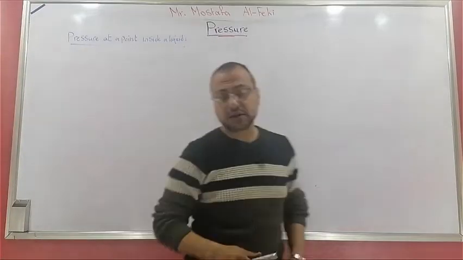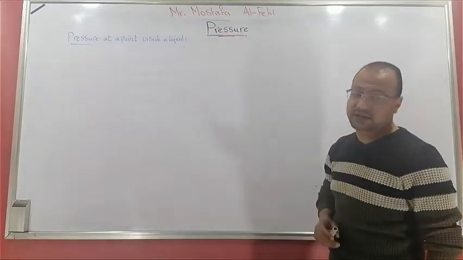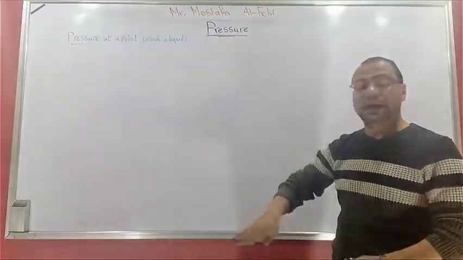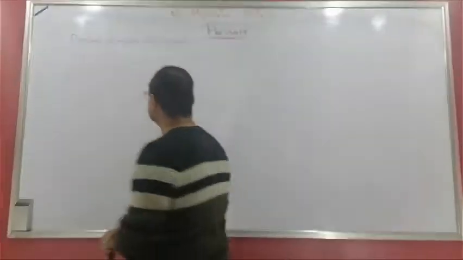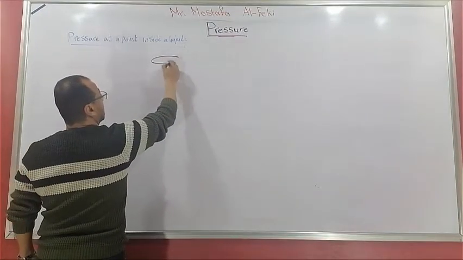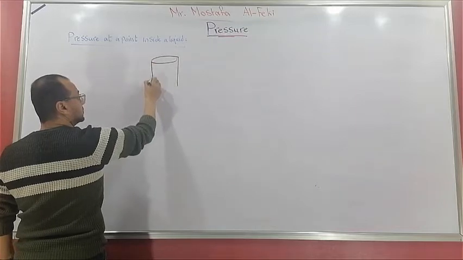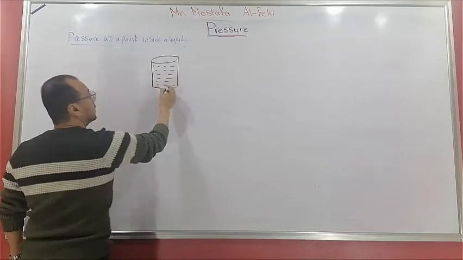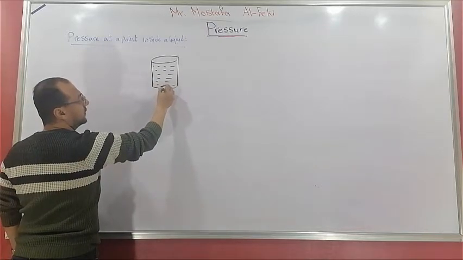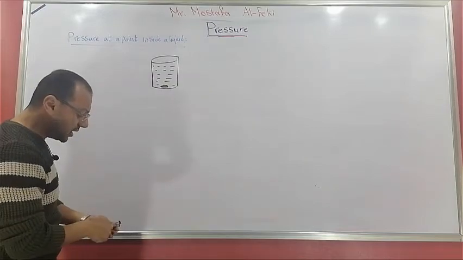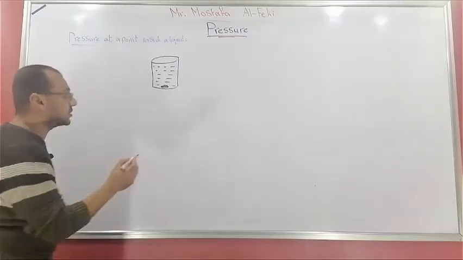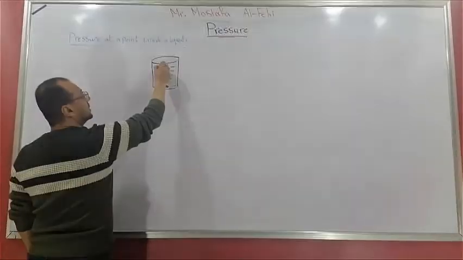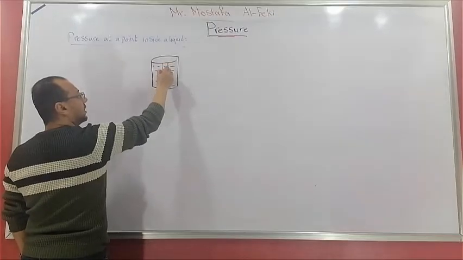Second point in this lesson is the pressure at a point inside a liquid, not a pressure at a point on a plane like we told you before. Let's draw a container that contains a certain liquid. At the point at the base of the container, what is the pressure exerted on the point inside the container? It is the weight of the liquid column above this point.